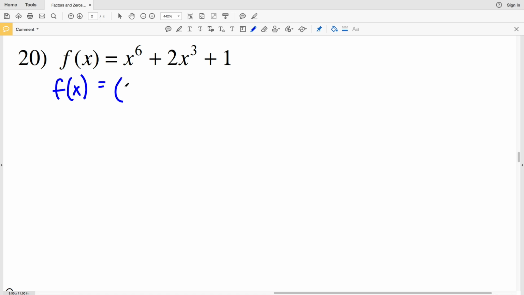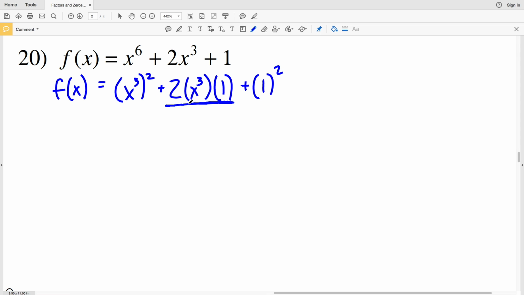I'm going to write this as x cubed squared plus 2 times x cubed times 1 plus 1 squared. Multiplying by 1 does not change the value of that middle term 2x cubed, and x cubed squared is equal to x to the 6th, and 1 squared is also equal to 1. But note that I put this in the form of a squared plus 2ab plus b squared, which we know is a plus b times a plus b.